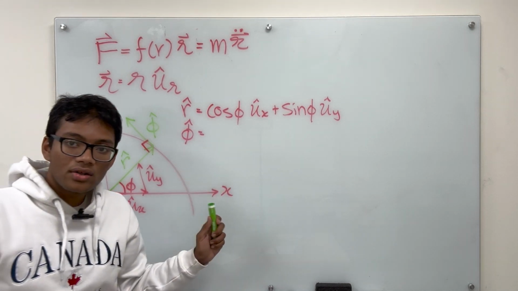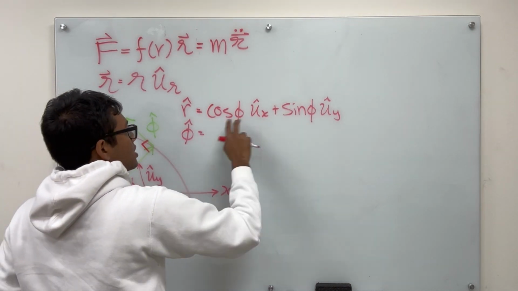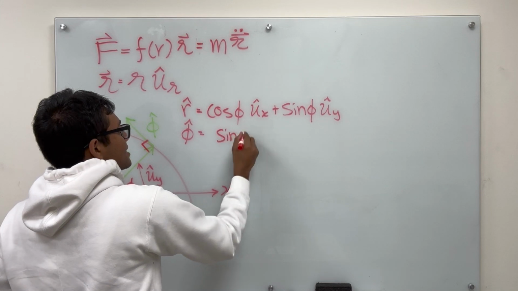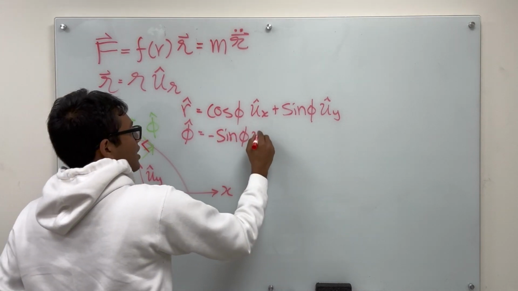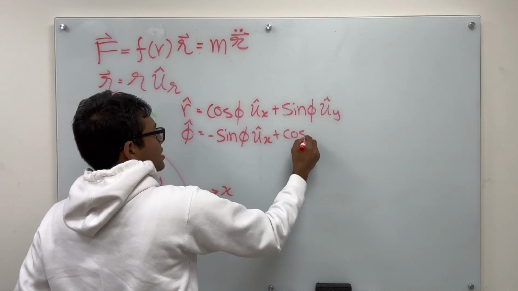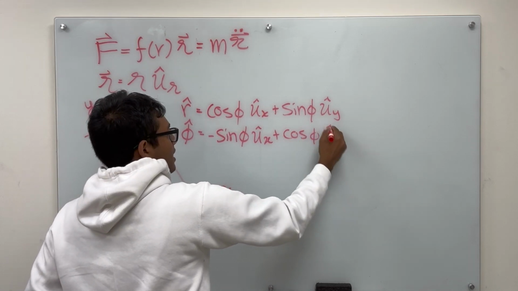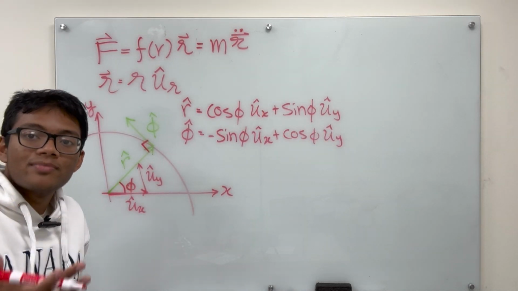Well, since it's orthogonal, what I'm going to do is switch cosine and sine and negate the sine. So minus sine phi u sub x plus cosine phi u sub y. Now you might say, why did you do that? It seems like you just memorized it.